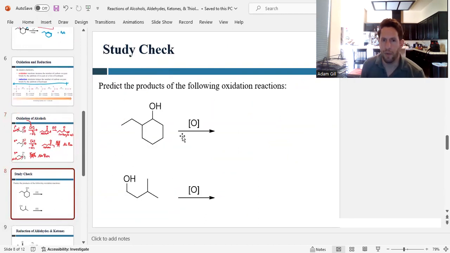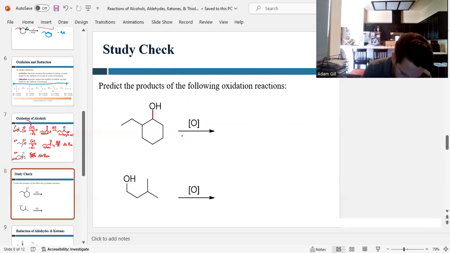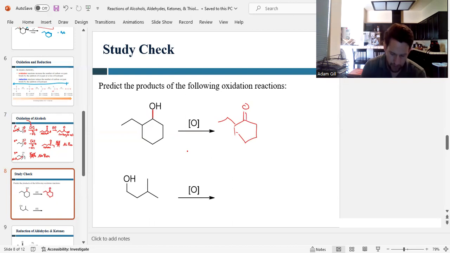All right, let's do some practice here. Predict the products of the following oxidation reactions. So oxidation is increasing the number of bonds to oxygen. We currently have a single bond to OH. And so if we oxidize it, we should end up with a double bond to the OH.